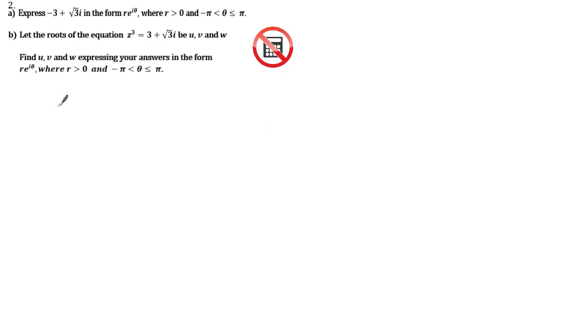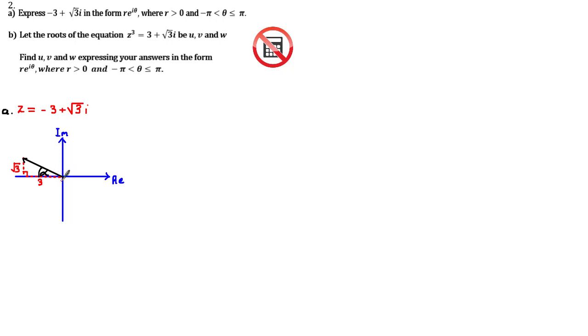Welcome back. So in this question, we've been asked to express this complex number in exponential form re to the i theta, where r is greater than 0 and theta is between negative pi and pi radians. So if we let z be equal to negative 3 plus root 3i, we can draw this on the Argand diagram as follows. So this black line represents the complex number z, and we've called the acute angle between the complex number and the real axis alpha.